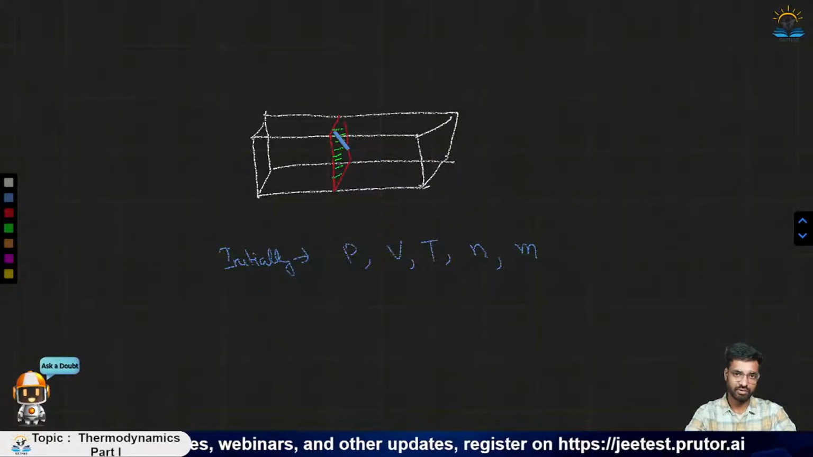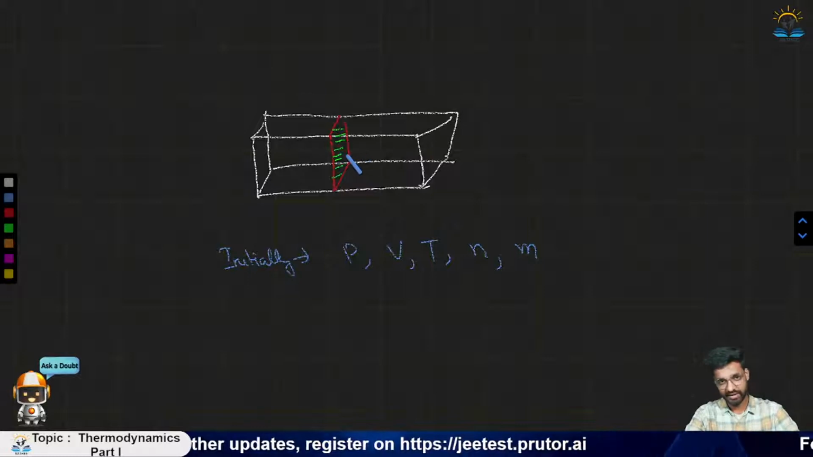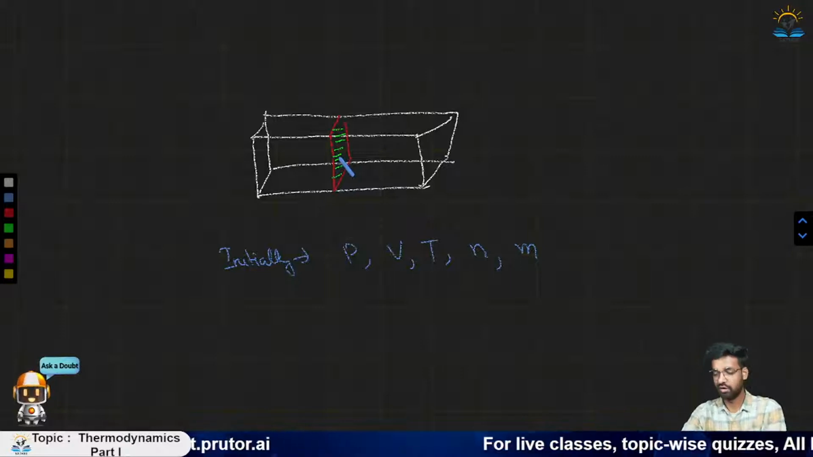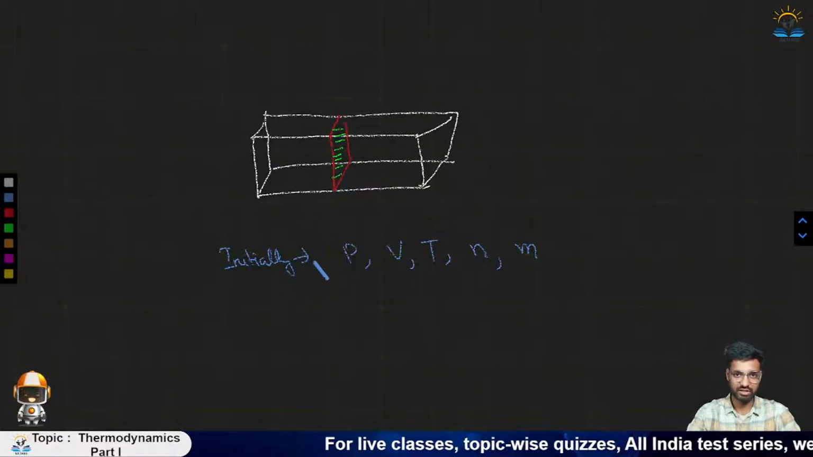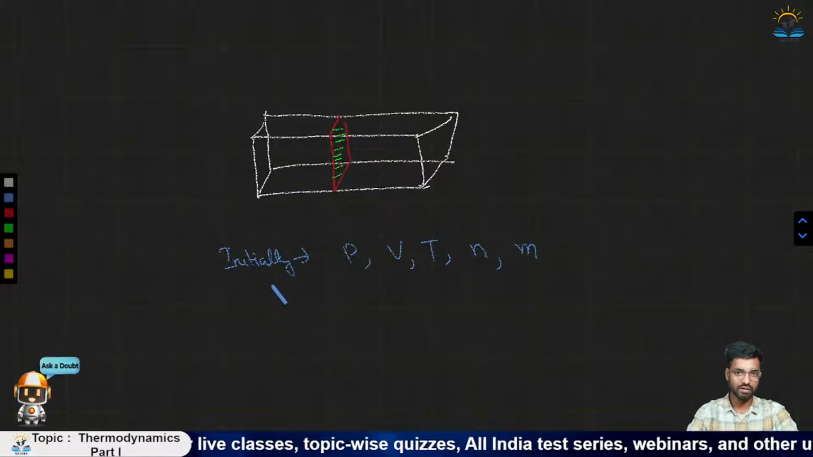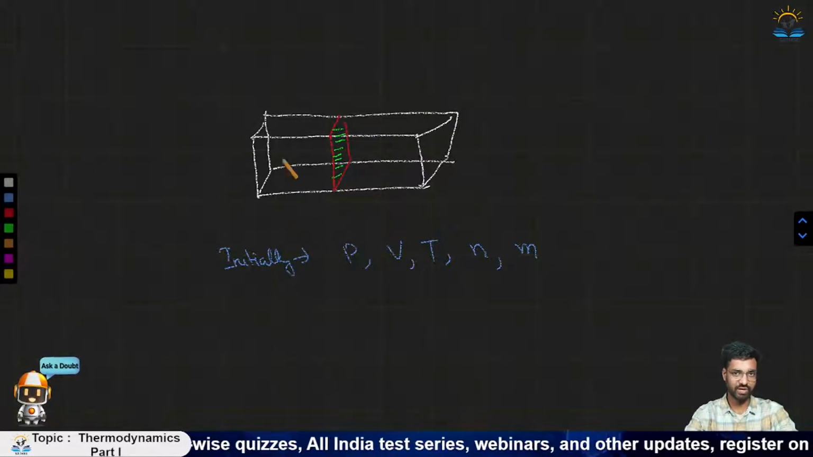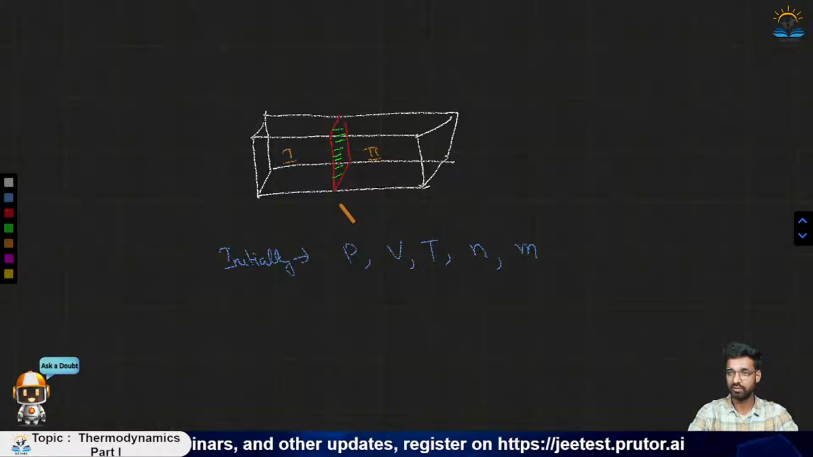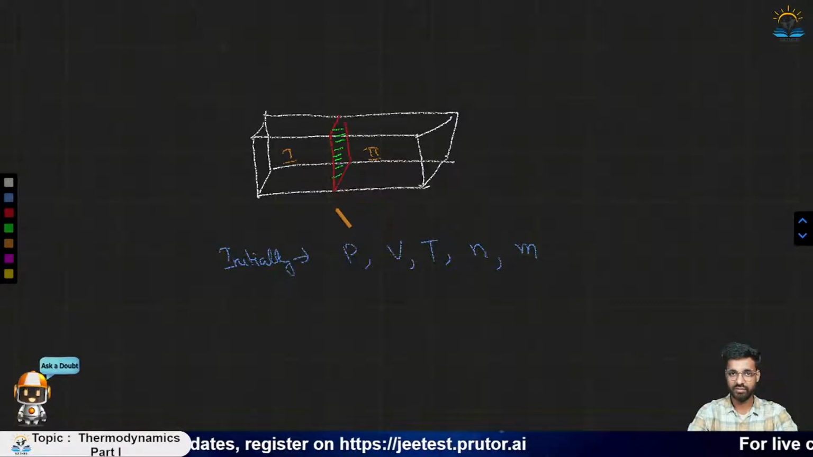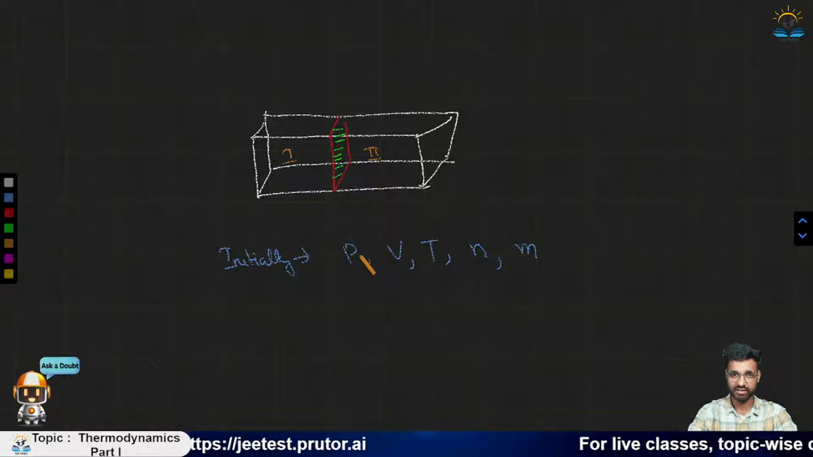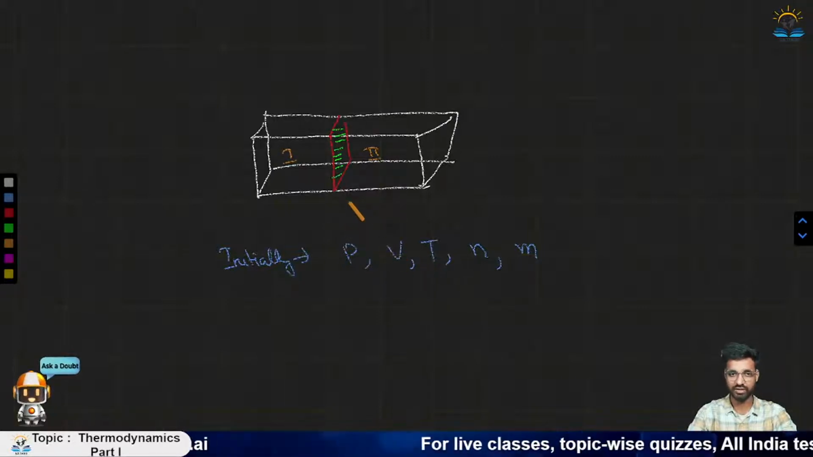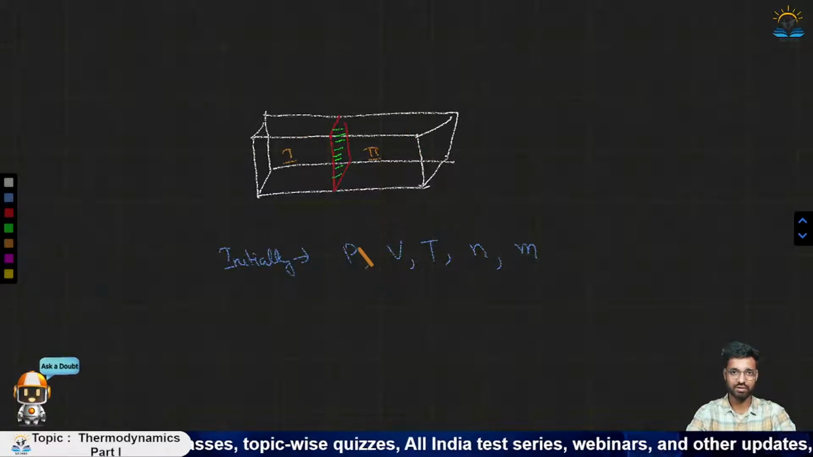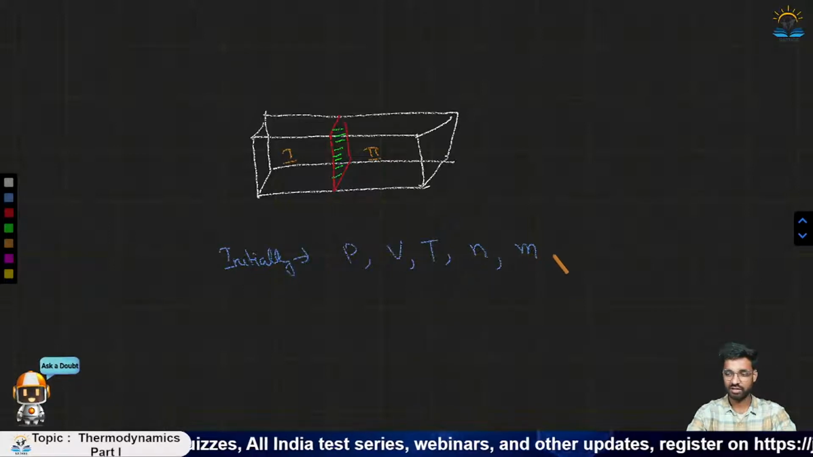Now suppose we introduce this barrier here. Initially it was one container, and now we put a barrier here. We call this one compartment 1 and this one compartment 2. Upon putting this barrier, we do not see any difference in the pressure and temperature. Pressure and temperature do not change, which is very obvious. Suppose the pressure here is 3 atm, it will also be 3 atm here. But the volume and the number of moles and the mass will of course change.